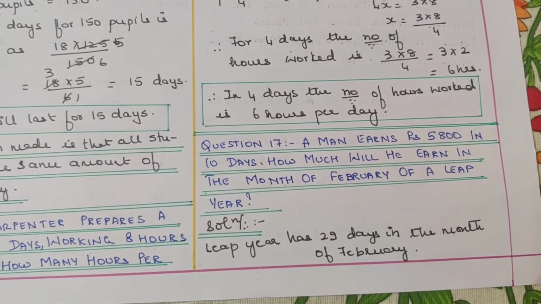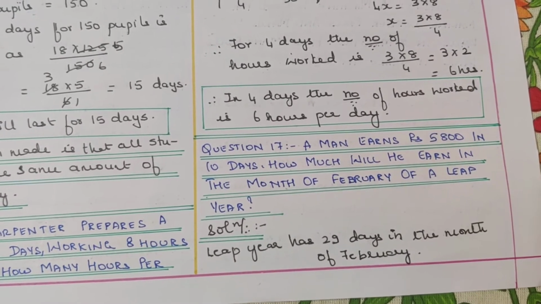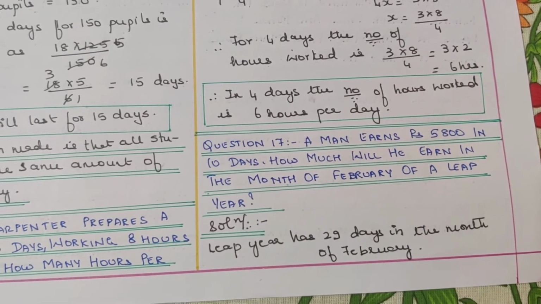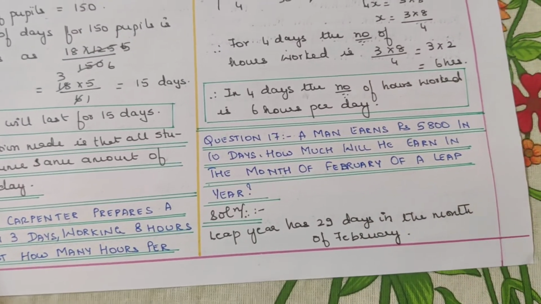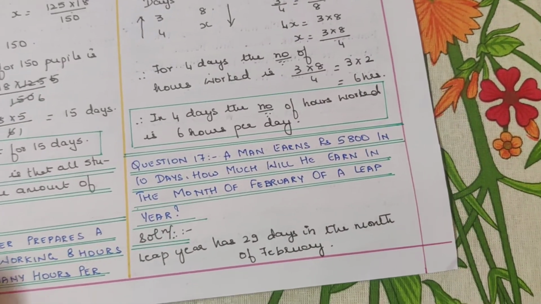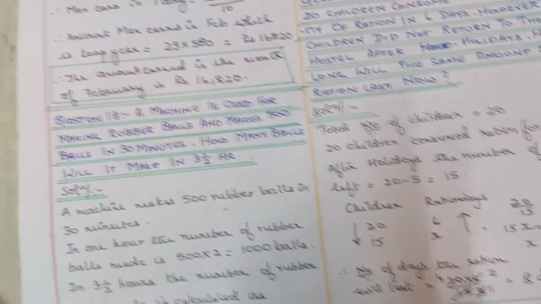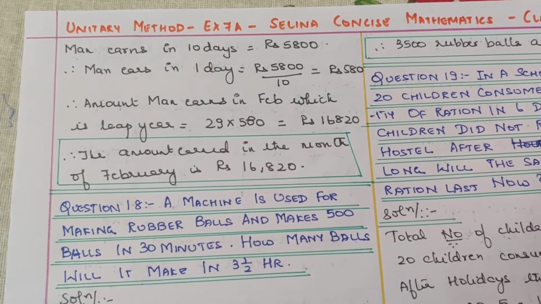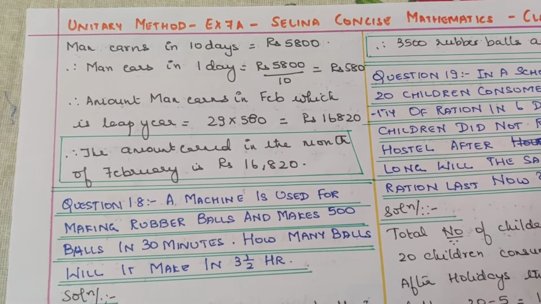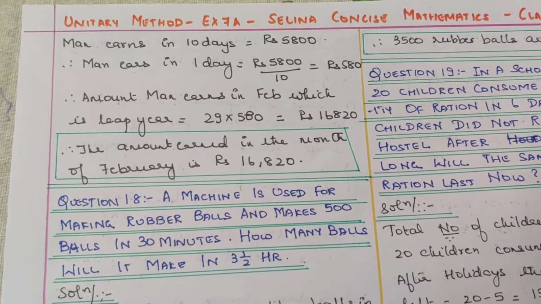A man earns rupees 5,800 in 10 days. How much will he earn in the month of February of a leap year? A leap year has 29 days in February. So the man earns rupees 5,800 in 10 days. Therefore, the man earns in 1 day 5,800 by 10, that is 580 rupees.